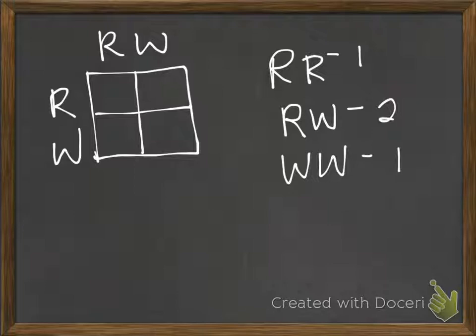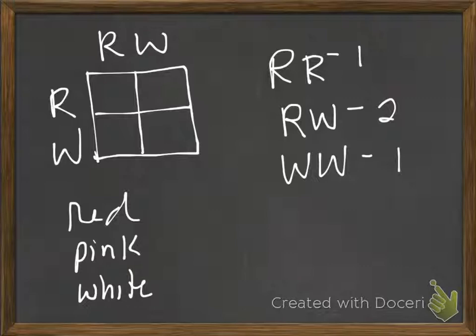Okay, how many phenotypes are possible? Three also. Because RR gives you what color flowers? Red. RW gives you? Pink. And WW gives you? White. So again, what's our phenotype ratio? 1-2-1. So we would expect roughly a quarter of their offspring to be red-flowered, a quarter of their offspring to be white-flowered, and about half their offspring we would expect to have pink flowers.